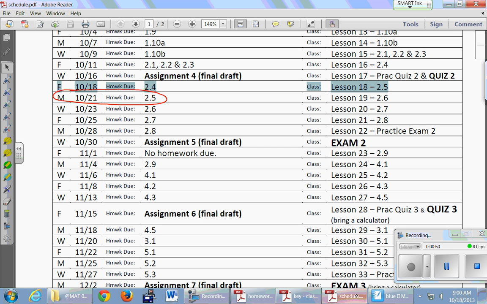But we'll just take our quick look at the schedule. So you can see highlighted here, 2-4 is what is due today, but I'll take that on Monday if you don't have it. And 2-5 is what's due on Monday. That's what we covered today. Any questions on the schedule? Okay, then let's go ahead and start on page 138 in the blue.